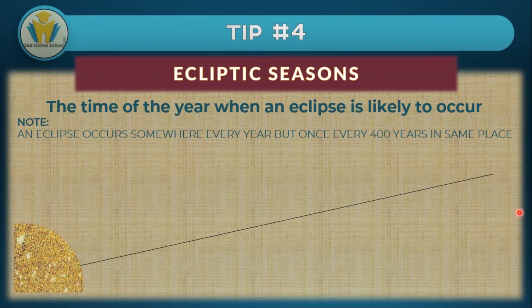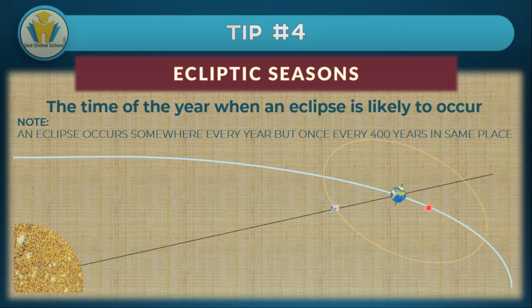So the Earth will be moving in its own orbit like that, and then we have the moon moving in its own orbit like this. So when they're in the same line, which is this black line, an eclipse can occur. So the time of the year when the moon is likely to align in a straight line with the Earth, that's what we call ecliptic season. If the moon is in this fashion, we'll be expecting a solar eclipse. However, if the moon is behind the Earth, we'll be expecting a lunar eclipse.